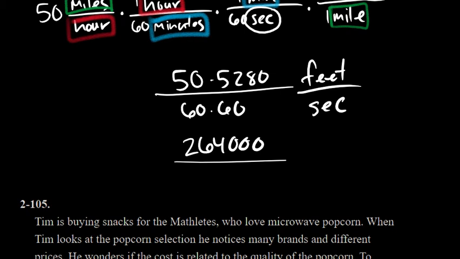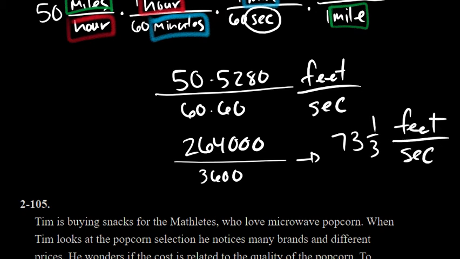60 times 60 is 3,600. So I'm going to take the 264,000 and divide that by 3,600. And when I do, I get 73 and a third, right? 73 and 1/3 feet per second.